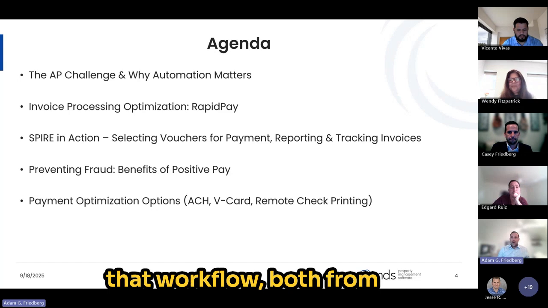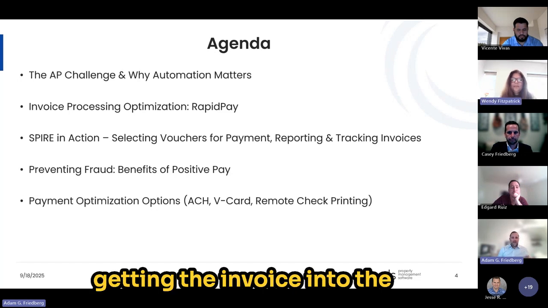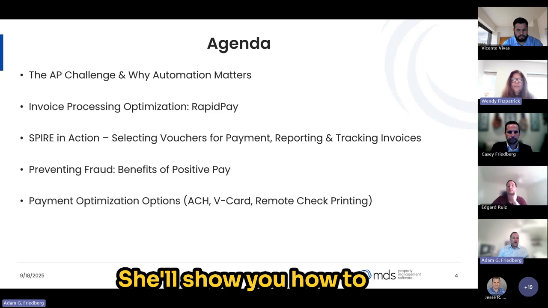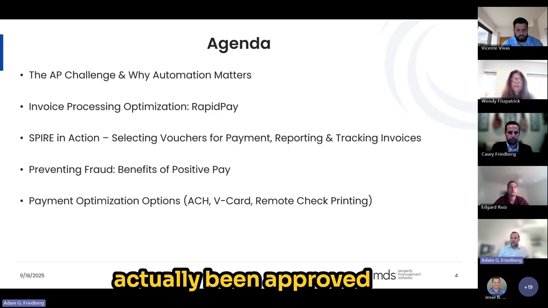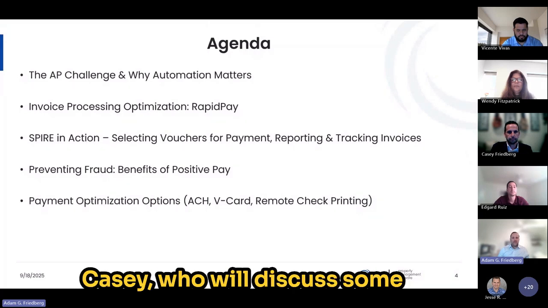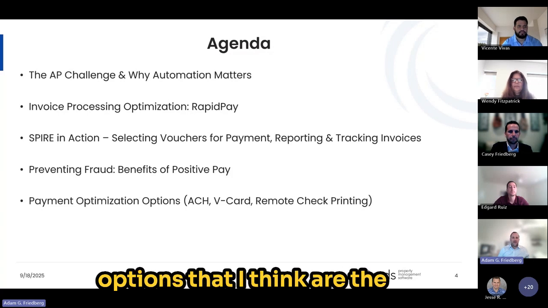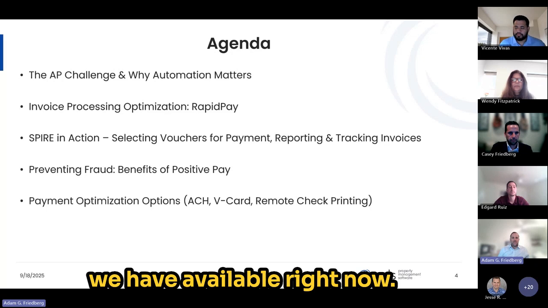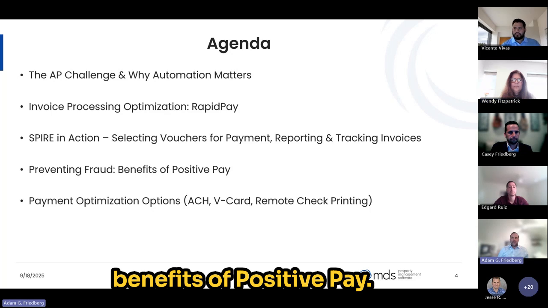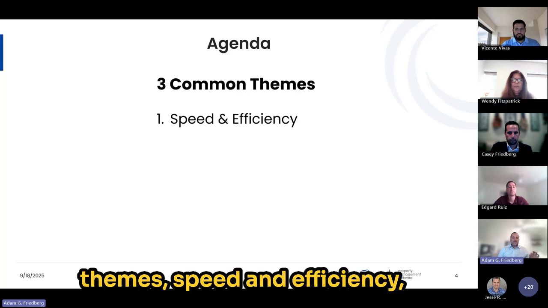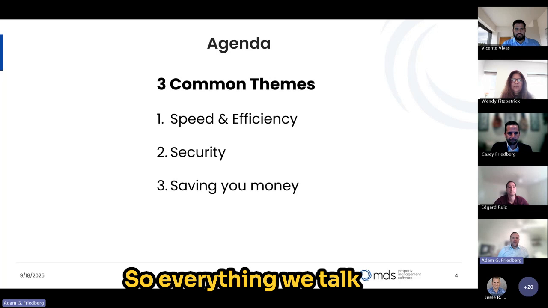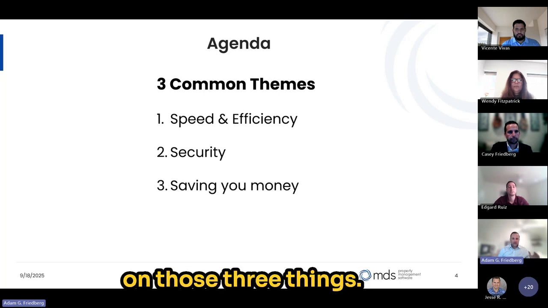who will talk about optimizing that workflow, both from getting the invoice into the system as well as passing it around for approvals. She'll show you how to handle that once it's actually been approved and to make the payment. And then it will flow over to Casey, who will discuss some e-payment optimization options that I think are the most exciting products that we have available right now. And then we'll wrap it up with security and the benefits of positive pay. There's going to be three main themes: speed and efficiency, security, and saving you money. So everything we talk about is going to touch on those three things.